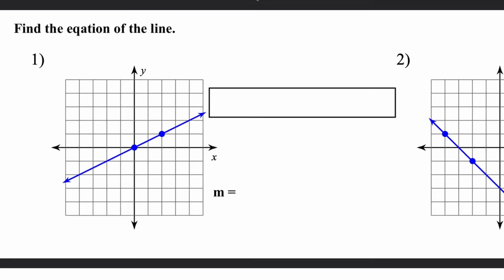Number 1. Okay, so let's first write the equation of a line. Y is equal to mx plus b. So what we need to find is the m value, and we also need to find the b value. Now what is m and b? M is the slope of the line.